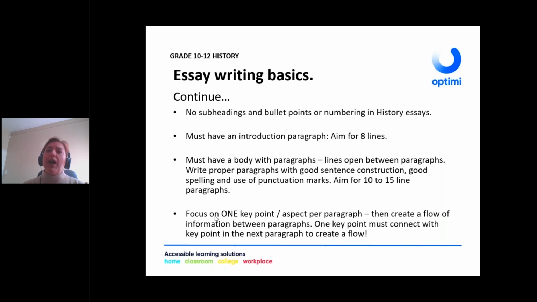So remember, in history, you have to keep to a chronological order of events, the first things first, and then the story develops, the history develops according to the dates and the chronological order. But again, to make sure that you effectively deliver an argument in an essay, focus on one key point per paragraph. Explain that key point and make sure that it connects to the key point in the next paragraph, that there is a link between the key points, because that is how you are going to create a flow in your essay so that the marker can easily read and follow your essay.